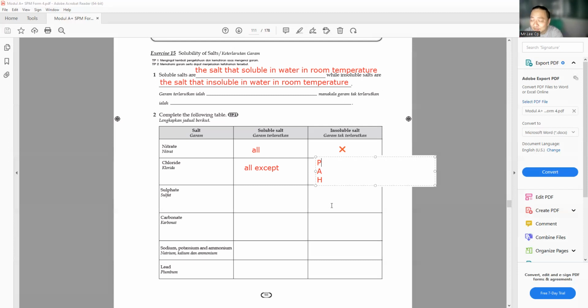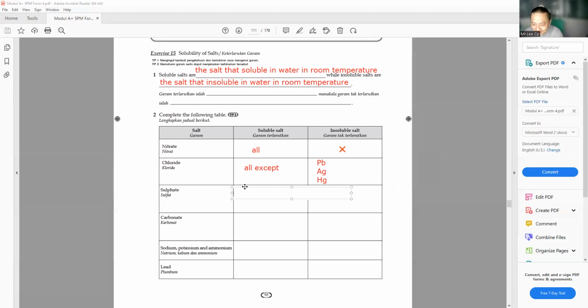Pakatan. P stands for potassium. Potassium, right? P stands for what? Pakatan. PB. Okay, let it be PB. A what? Aluminium. Aluminium, are you sure? A what? AG, yes. H what? Handsome. HG, mercury. Lead, silver, mercury.